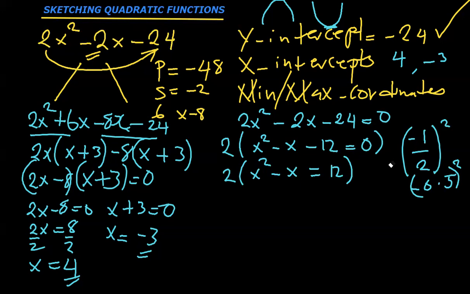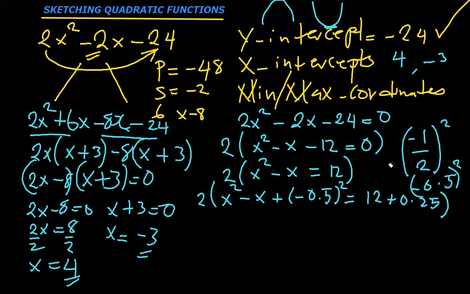and add it on both sides of the equation. So this is what I'm going to do then. I have 2 into brackets, x squared minus x, and then, oh, I forgot to put the equal sign. So plus, into brackets, negative 0.5 squared is equal to 12. Of course, this is going to be a plus on that side. But if you take negative 0.5 squared, it's going to give you plus 0.25. And the bracket ends there.